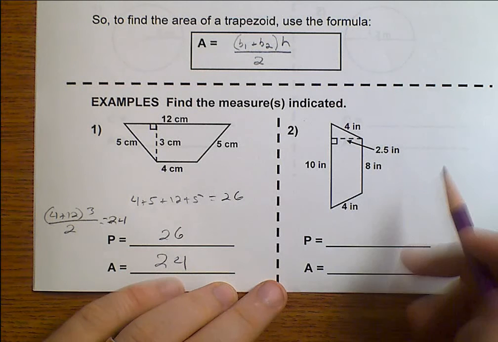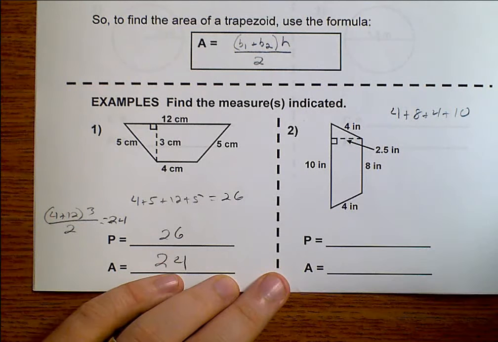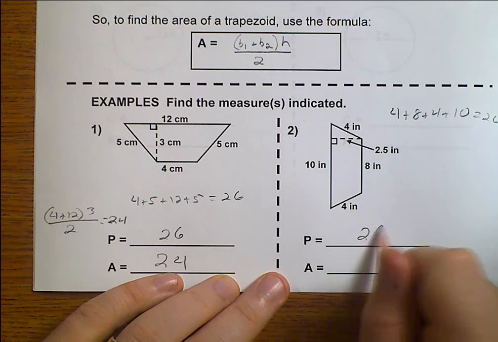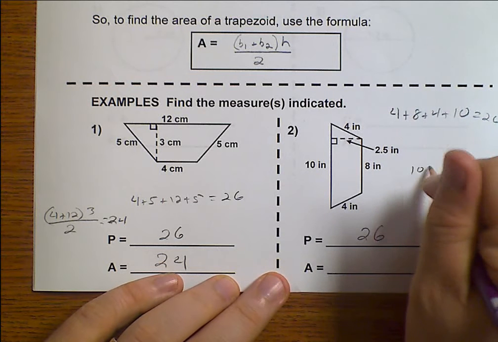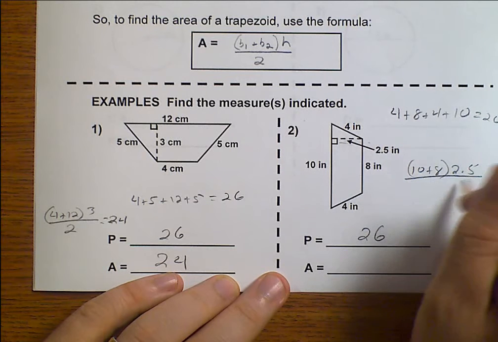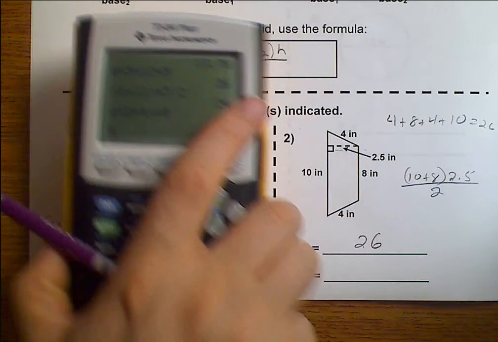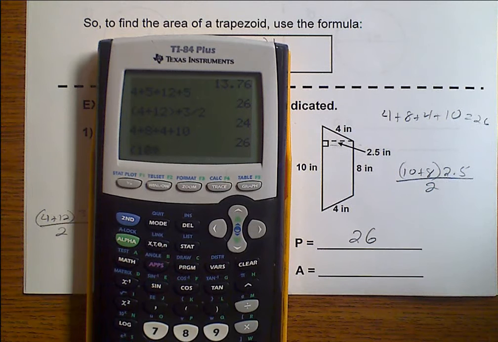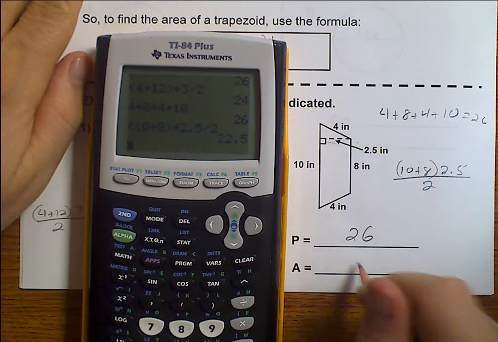Let's go ahead and take a look at example number 2. For our perimeter, it's real simple. We just add all of our sides. 4 plus 8 plus 4 plus 10 gives us 26. And then our bases here are the parallel sides. So it'll be 10 plus 8 multiplied by the height of 2.5 and divide by 2. So putting that in the calculator again. Parentheses 10 plus 8, close it, times 2.5 divided by 2. And that gives me 22.5.